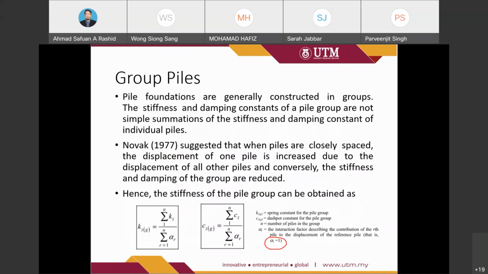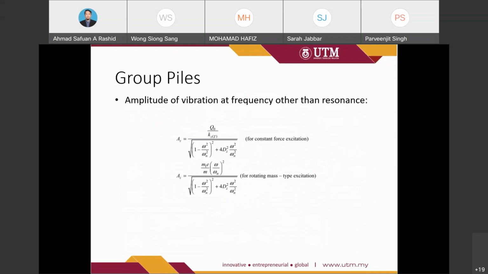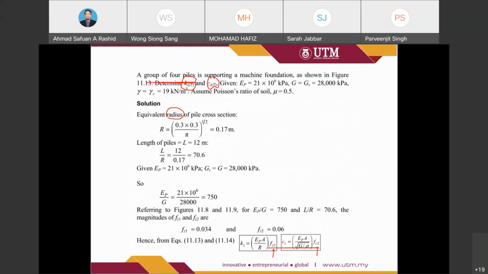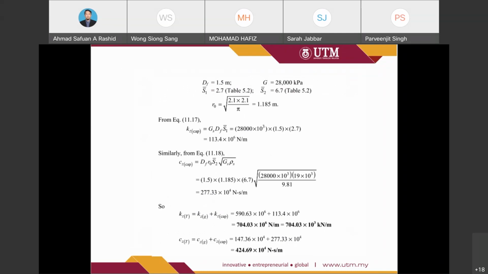Kzg is the group, while kzt is the total, including the pile cap. So that is for the kzg first. To get the kz pile cap and the cz cap, we may calculate the other equation, which is Gs, Df, and Df over r naught, square root of Gs, rho s. So from there, Df is equal to 1.5.